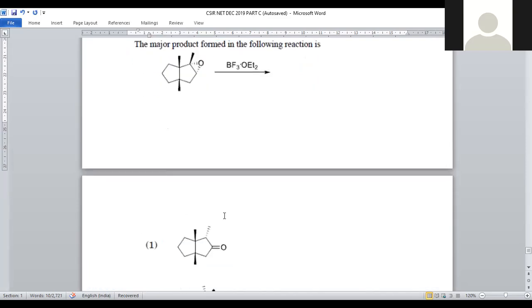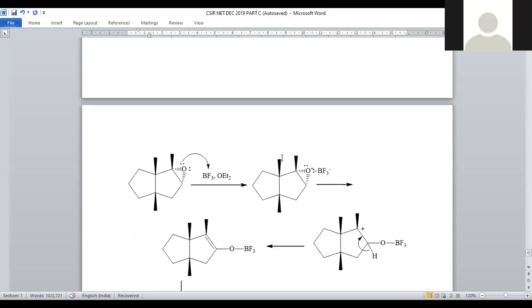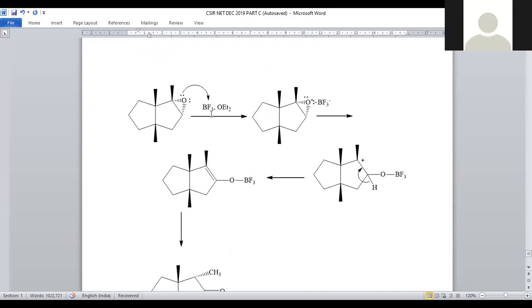Let us move on to question number 58. Again, it is a part of organic chemistry. The major product formed in the following reaction: we are taking a bicyclic system with an epoxide, treated with BF3·OEt2, boron trifluoride in diethyl ether. So what will be the product? That will be explained by drawing its mechanism. Whenever boron trifluoride is used, being an electron-deficient Lewis acid, it takes electrons from the oxygen of the epoxide. The three-membered ring with lone pairs of electrons is highly strained, so immediately the ring opening reaction occurs.